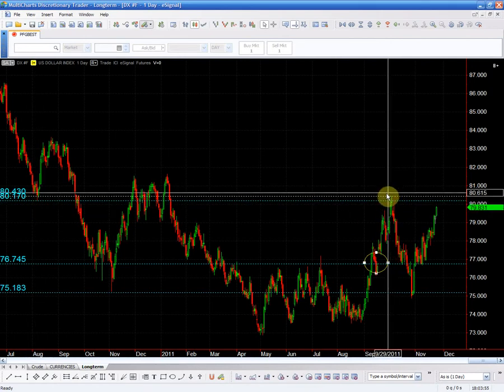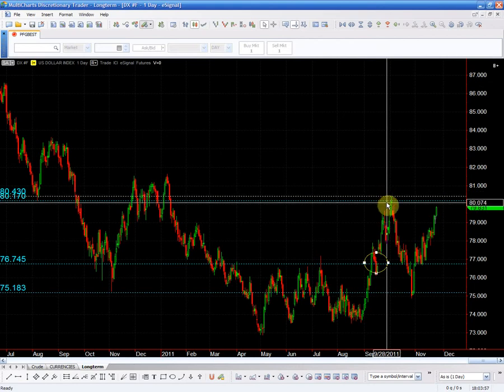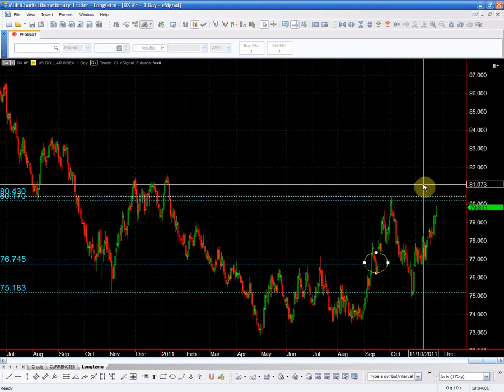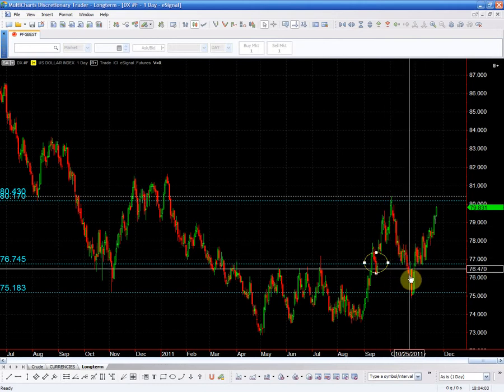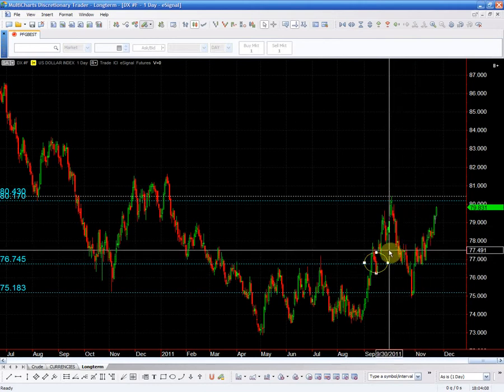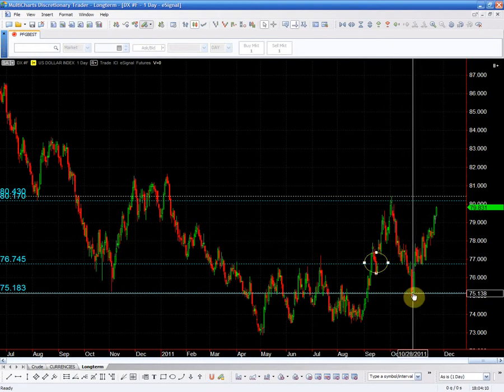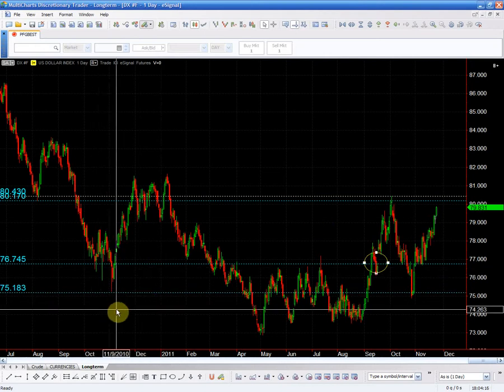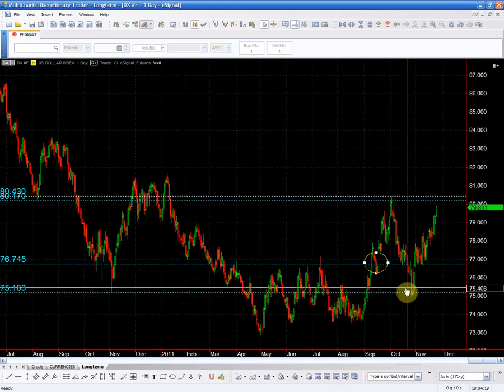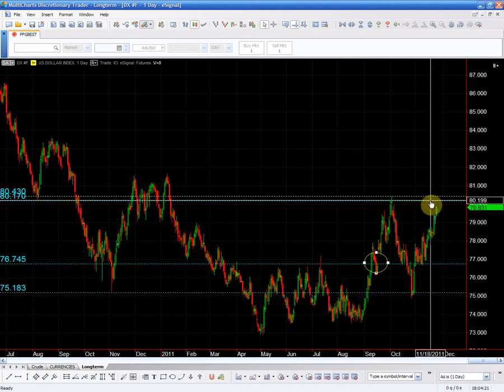We passed it a little bit, putting a high of 80.43, and then we sold off. And we had a big sell-off coming back all the way down, back to the 76.45. We went through the 76.74. We came back to this original significant point which we had before, which is the 75.18. We held there, and then we exploded back up again.